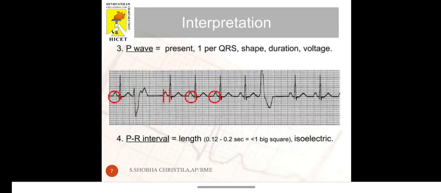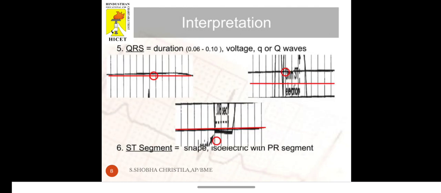Next we will see what is meant by the P wave. P wave is present one per QRS, and you can see the shape, duration and the voltage. The PR interval is the length, which is an isoelectric point, and it has a time duration of 0.12 to 0.2 seconds. Then you can see a typical QRS complex, which has a duration of 0.06 to 0.10 seconds. So you can see the Q waves and the duration. Then you have an ST segment, which is an isoelectric point with the PR segment.